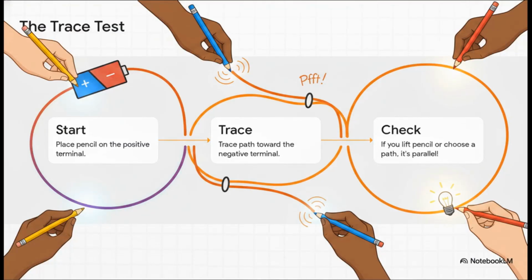How do we know for absolutely sure which formula to use? Well, I want you to literally do this physical trace test during your next exam.